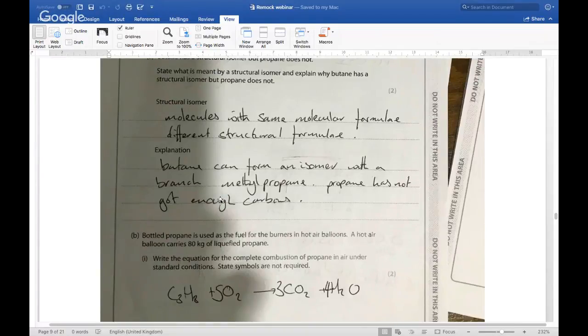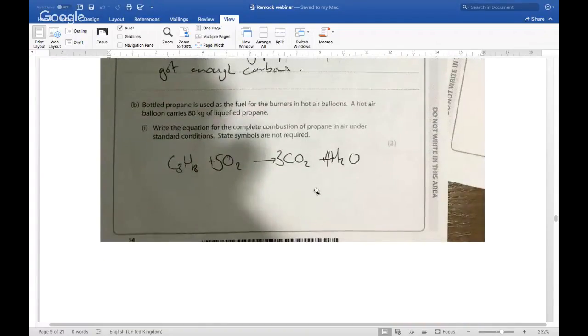Complete combustion. GCSE. I'm not going to go through that with you guys. Complete combustion is CO2 and water. And balance it as such.